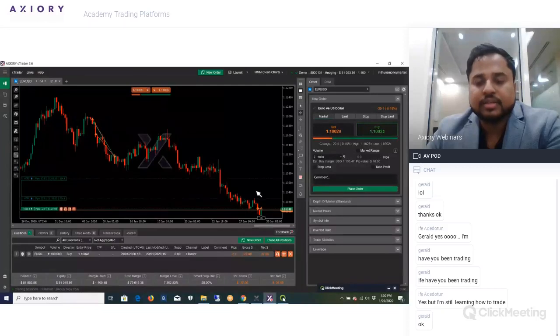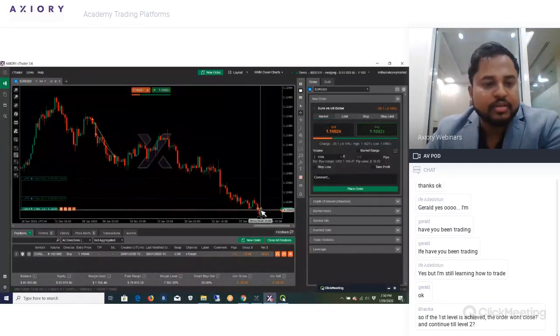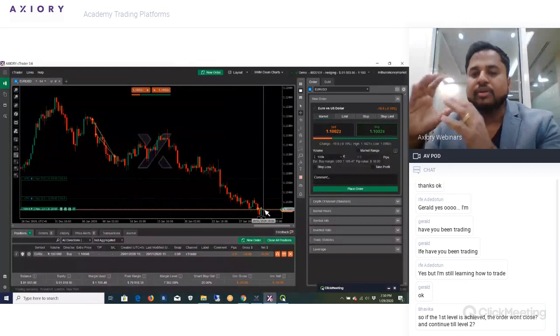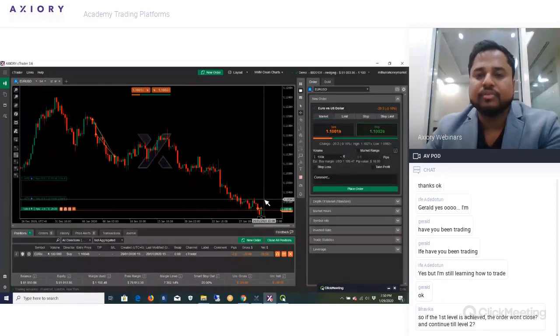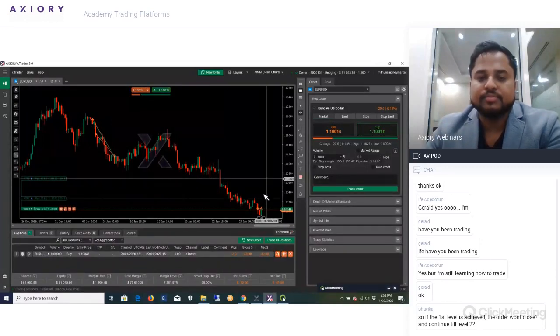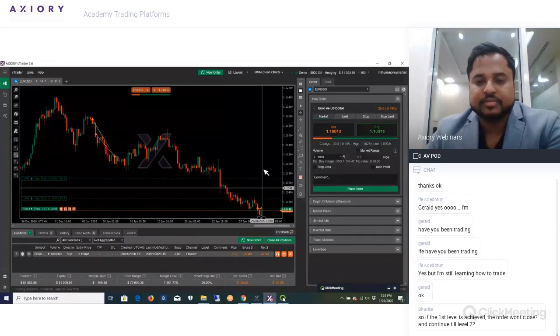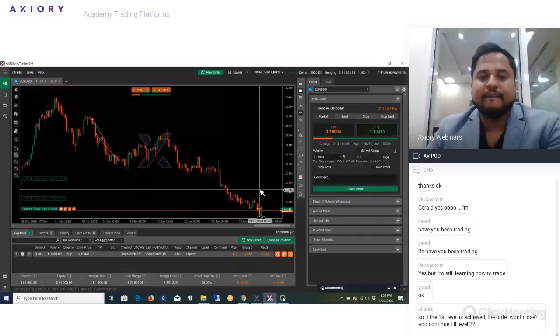Now the price is here, this green line. You buy the EUR USD at this price. The 50% of the order will be squared off when it reaches this level, and the remaining 50% will be squared off when it reaches this level. So it's an advanced feature for the traders.